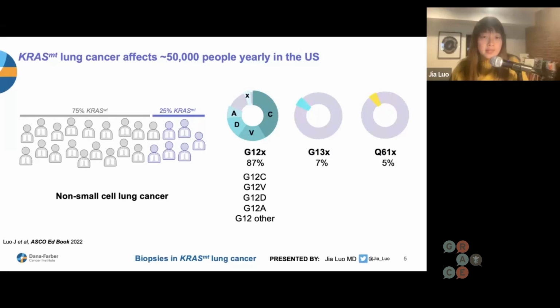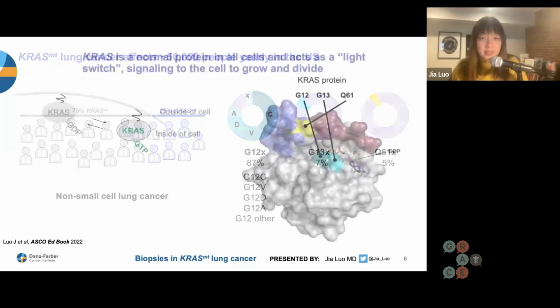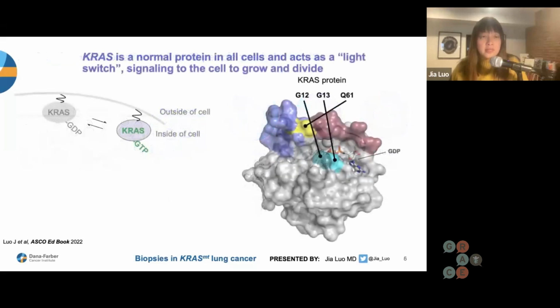So why does this matter, and what is KRAS? KRAS, which stands for Kirsten rat sarcoma associated protein, is actually a normal protein that's in all cells. You can think of it acting inside the cell as almost like a light switch. When it is turned on, which is when it switches from the GDP bound off state to the GTP bound on state, it signals the cell to grow and divide.